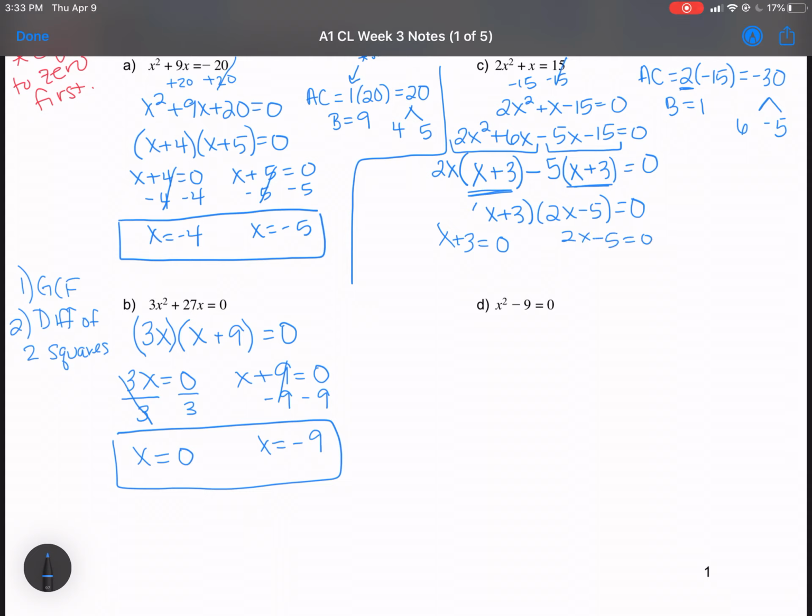So if x plus 3 equals 0, we're going to subtract 3, and we get x equals negative 3. And then 2x minus 5 equals 0. We're going to add 5 to both sides. And so we're left with 2x equals 5. Divide by 2. So x equals 5 halves.